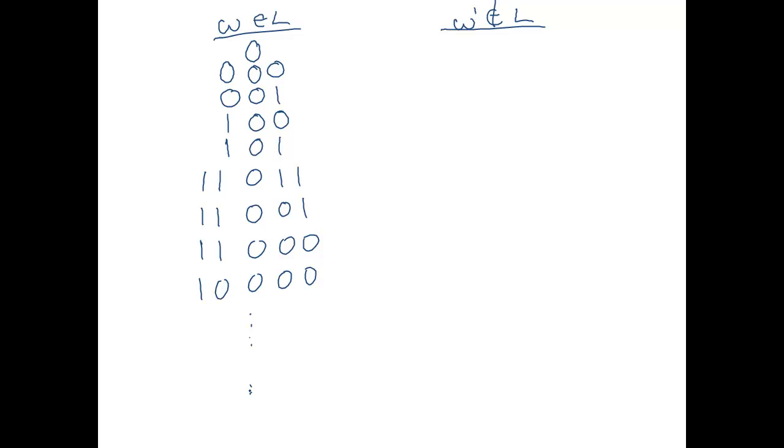Strings that are not in the language. This is a string with odd length, but its middle symbol is a 1. Any string of even length will not be in the language. Or we could also have strings of odd length that do not have a 0 as the middle symbol. So anything like this. Okay, and this also is an infinite list.